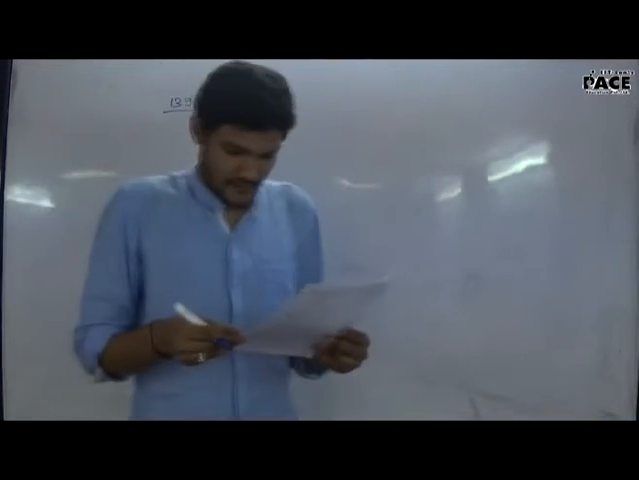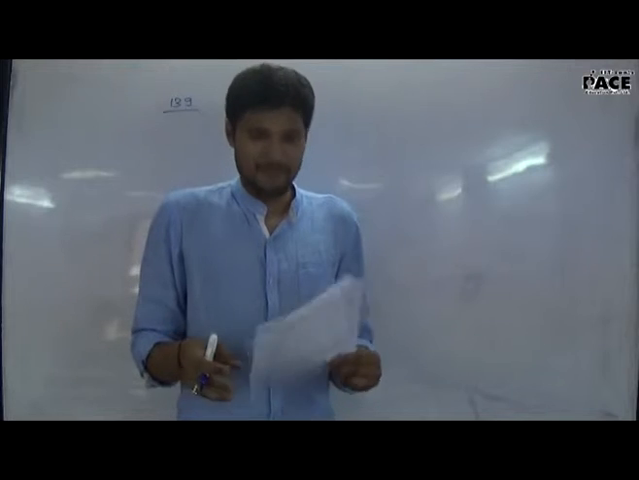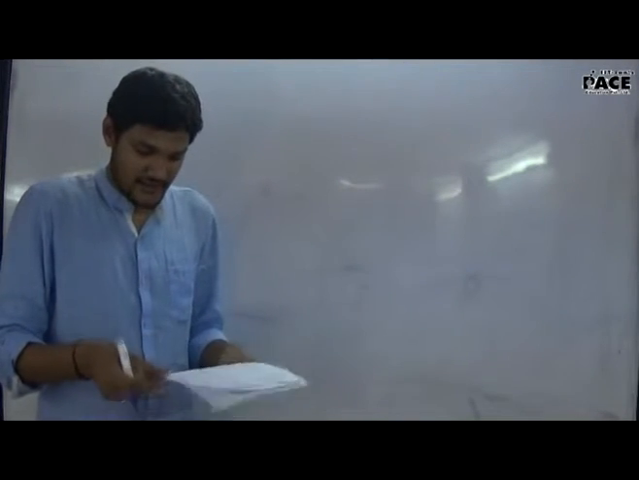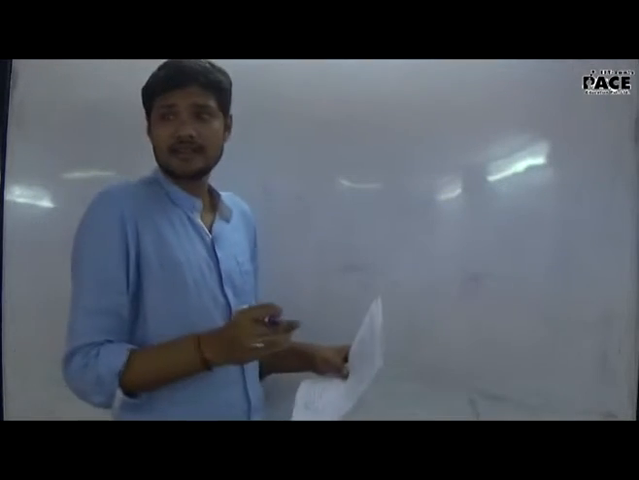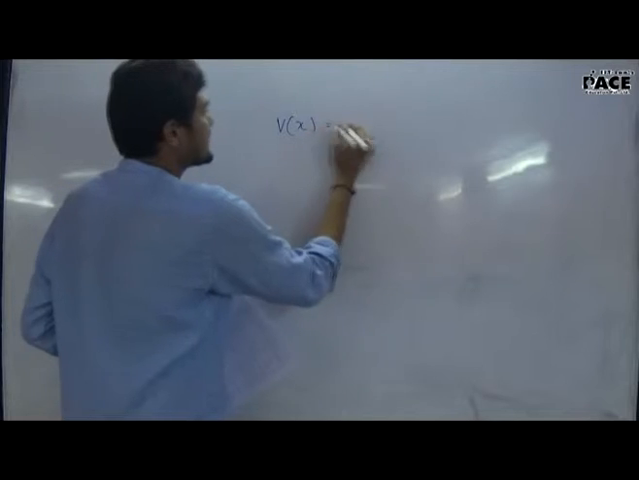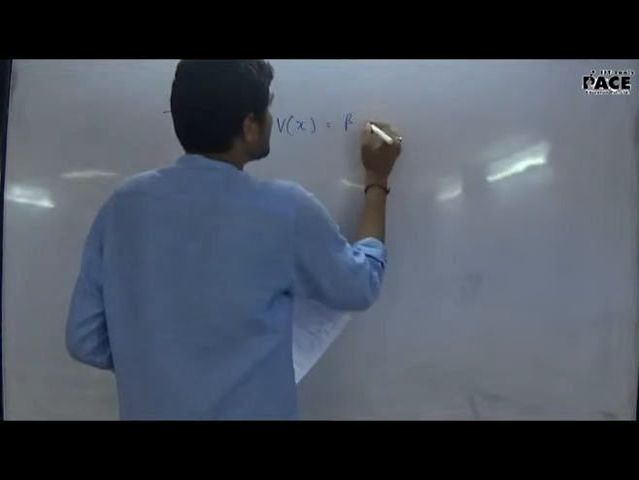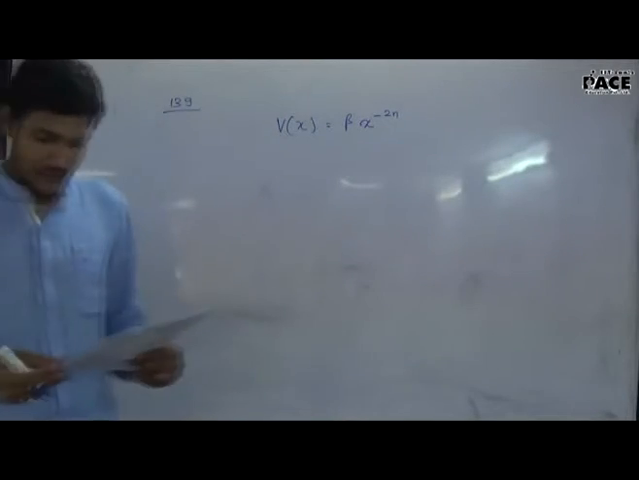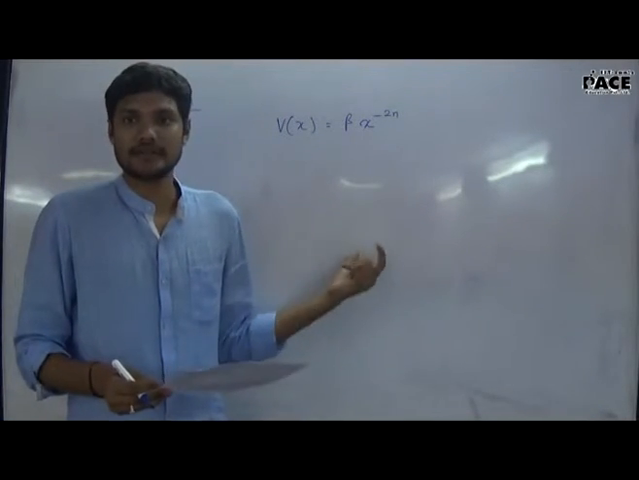For question number 139, we have an expression that relates velocity with displacement. The relation is velocity as a function of x is equal to beta times x raised to minus 2n. Now we have to find the acceleration as a function of x.